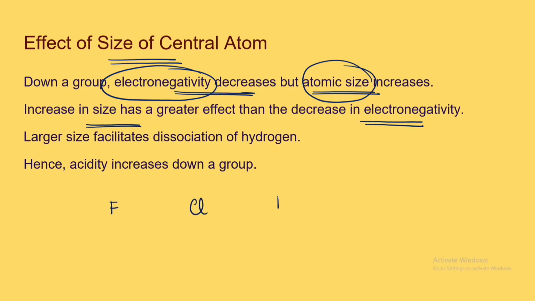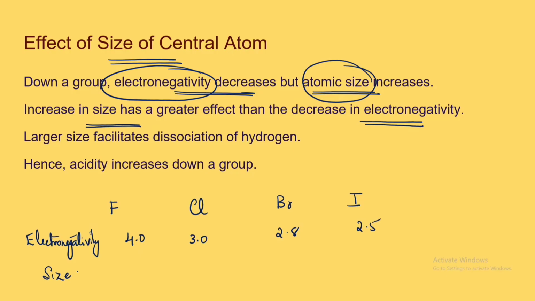Now if I take HF, HCl, HBr, HI. So we know that fluorine is more electronegative. So electronegativity, if I'm writing, we have fluorine 4.0. For chlorine, it is 3.0. Bromine is 2.8 and iodine is 2.5. So we know that electronegativity decreases down the group. But still, the acidic strength goes on increasing. Why is it increasing? Mainly because of the size.